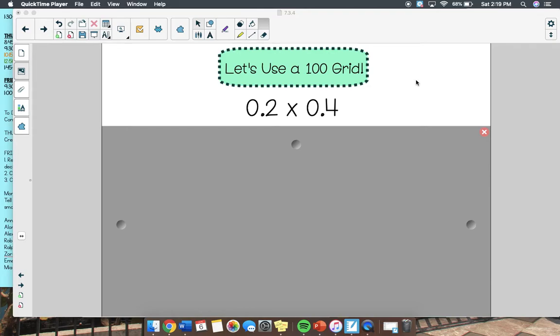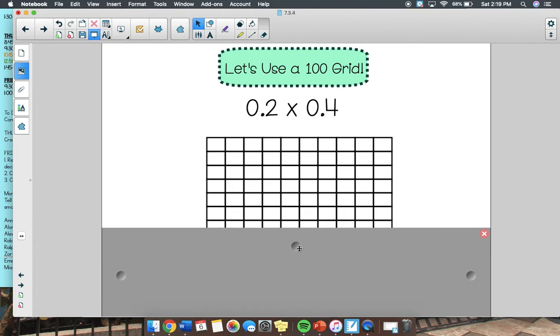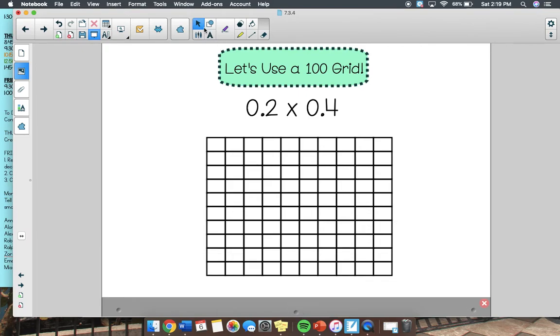When multiplying a decimal by a decimal, I like to think of it in terms of a context. So I remember Stusso's farm, and I like to pretend that I have 4/10 of a farm, and on that farm, I'm going to plant pumpkins on 2/10 of that farm. So first I have to represent my 4/10 garden. I'm going to use a 100 grid.